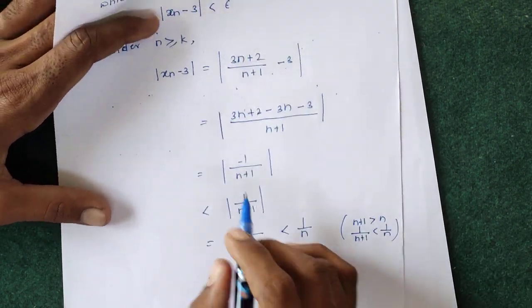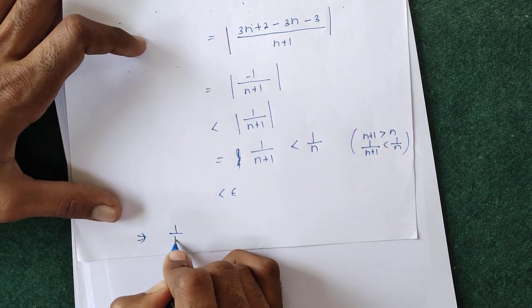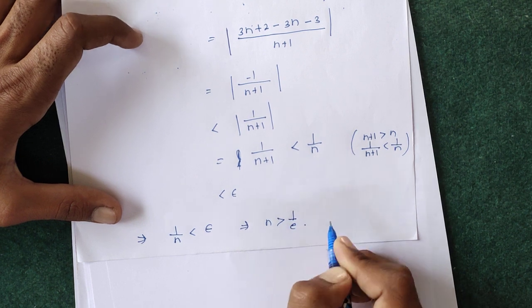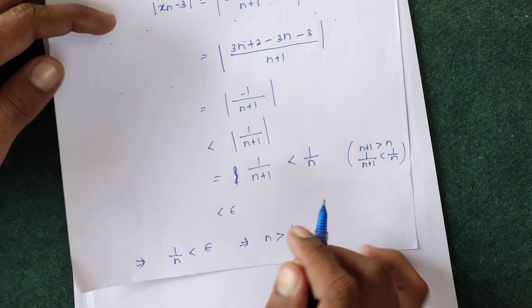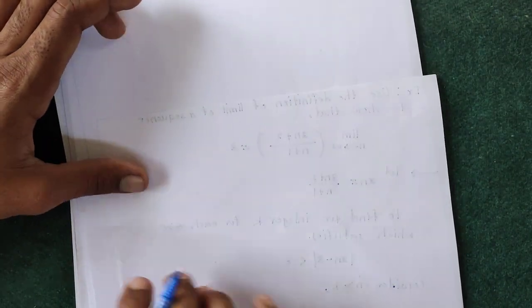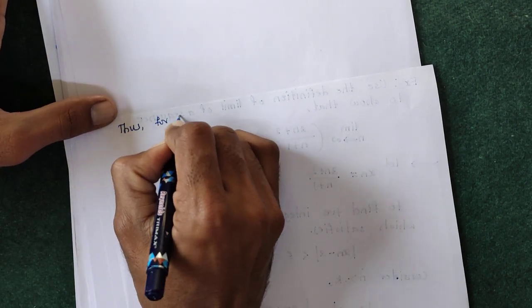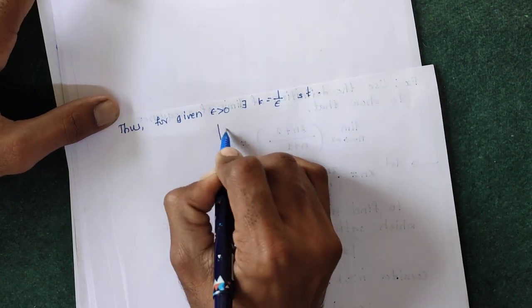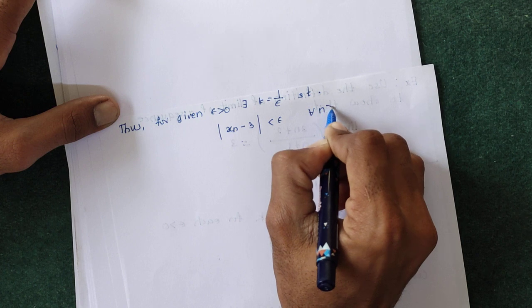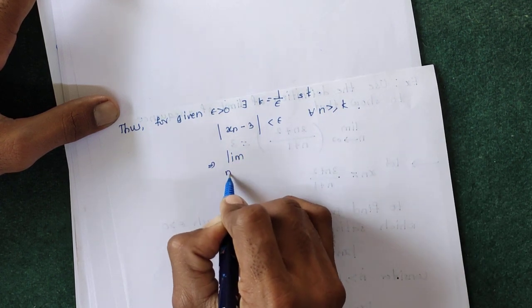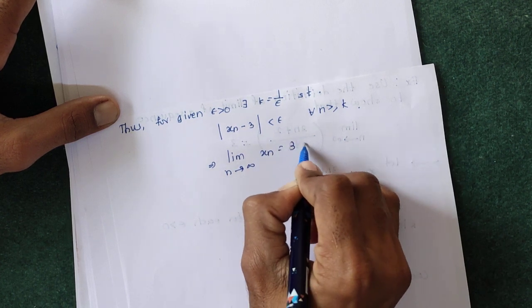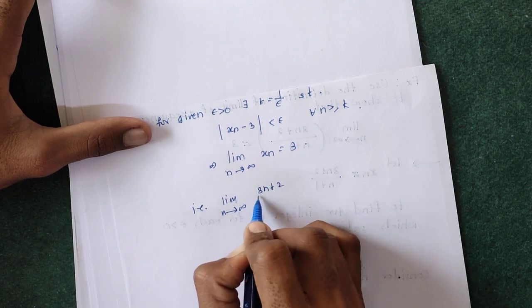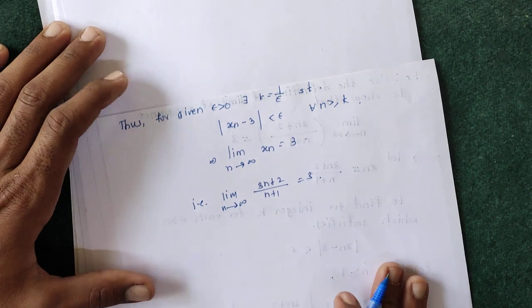Now this is less than epsilon, mod of xn minus 3 is less than epsilon. So we get 1 upon n less than epsilon, and if we rearrange this, we get n greater than 1 upon epsilon. Again we choose k equal to 1 upon epsilon. Now for given epsilon positive, there exists k equal to 1 upon epsilon such that mod of xn minus 3 is less than epsilon for all n greater than or equal to k. This implies the limit of our sequence xn is equal to 3, that is, the limit as n tends to infinity of 3n plus 2 upon n plus 1 is equal to 3. Hence the solution of this example.